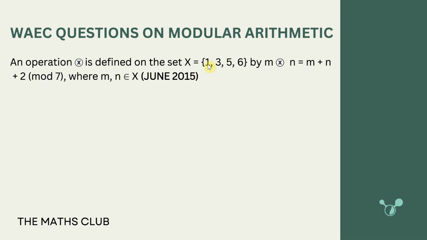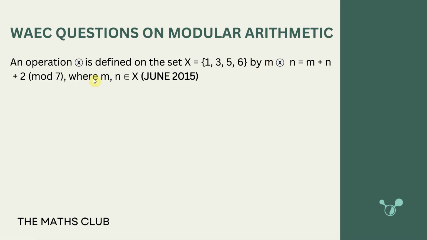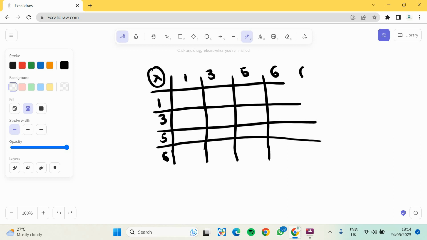Whatever numbers they give you, they gave us numbers 1, 3, 5, 6. So we're going to repeat our numbers horizontally: 1, 3, 5, 6, and vertically here: 1, 3, 5, 6. Now this operation is happening in mod 7, so let me just put the mod 7 here so that I don't forget.